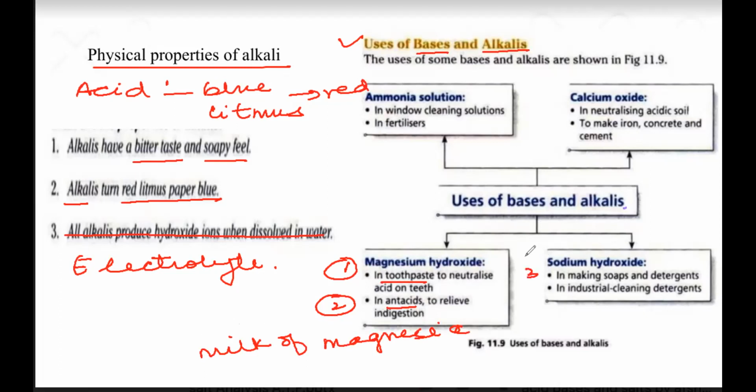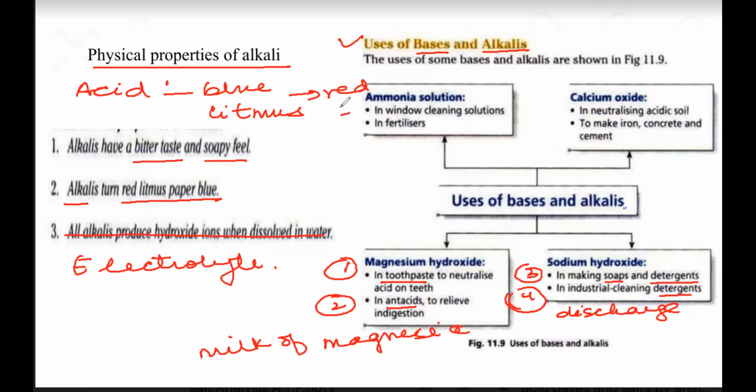Then use number three is that because they're soapy to touch, they are used for making soap, detergents and industrial cleaning detergents. If your industrial discharge is acidic in nature, then before disposing of that discharge, it is treated with an alkali and then disposed of. So they are also used for industrial neutralization.